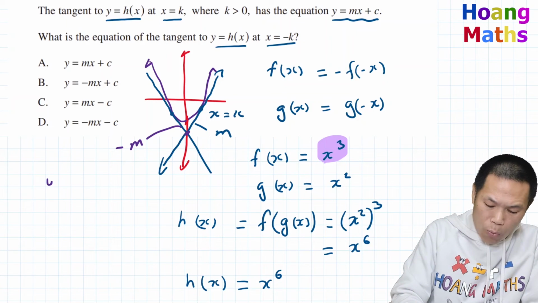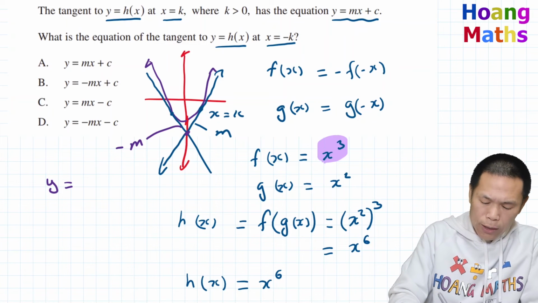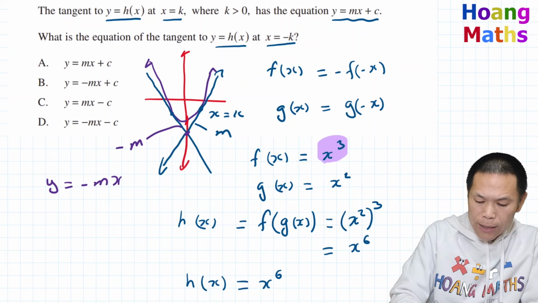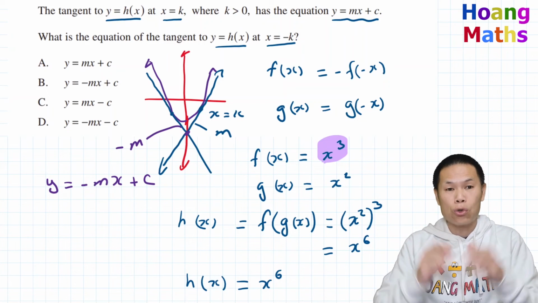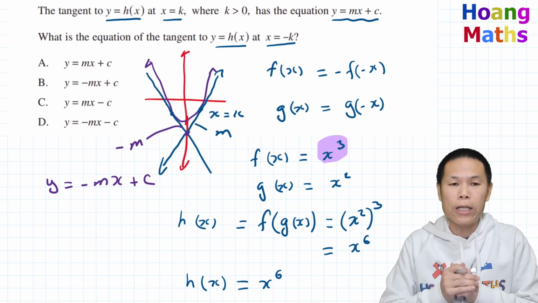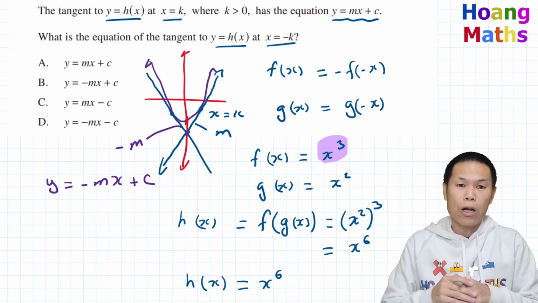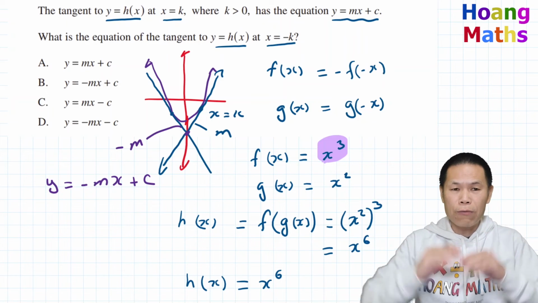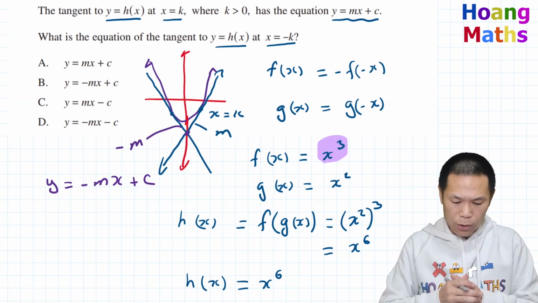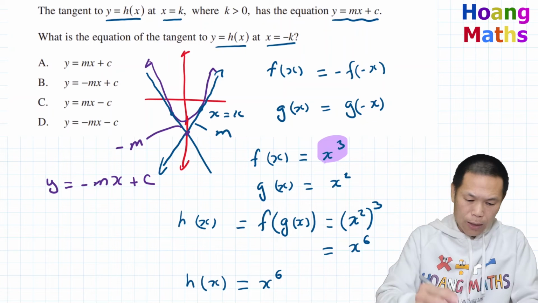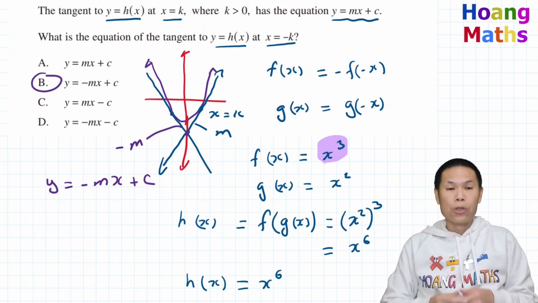So this means that y is equal to, instead of m, negative mx, and we add the y-intercept, which is c. So c can be positive or negative. In this case, because I drew the graph in this way, c is negative. Of course, you can draw an even function upside down if you like. So just a diagram, that's all. So the answer should be B. So there you go.